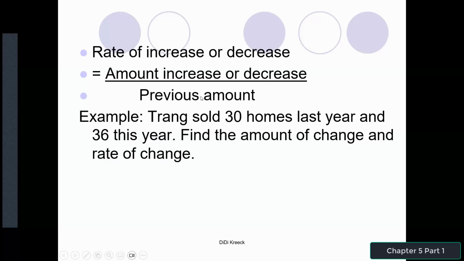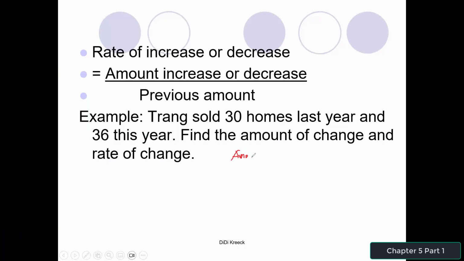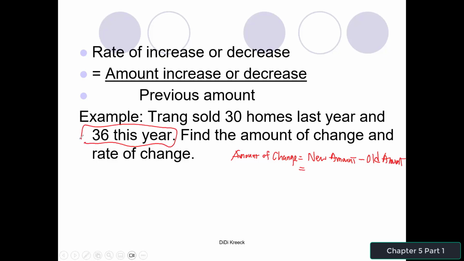So we learned the amount increase or decrease formula will be new amount minus old amount. The new amount, the homes she sold this year, is the new amount. The homes she sold last year is the old amount. So the new amount will be 36 minus 30, the old amount. So the amount of change will be 6. And it's not negative, so she has a sales increase.